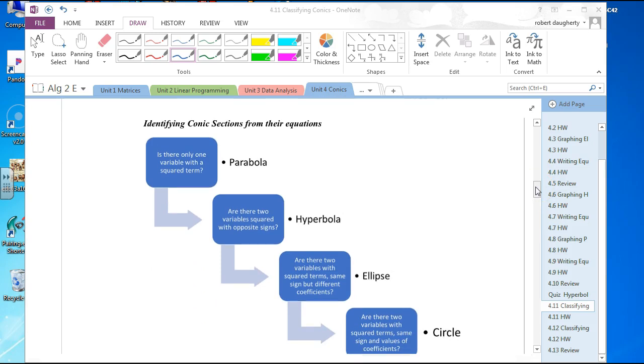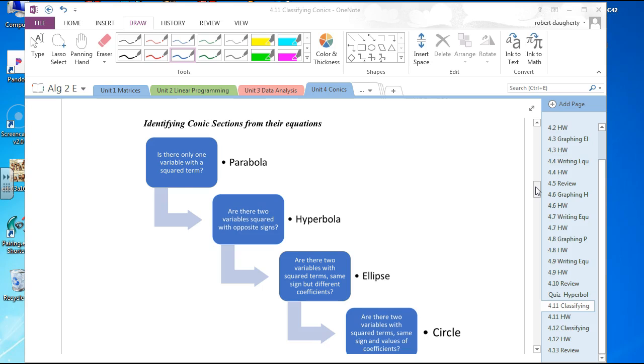Is there only one variable that's squared? This is what you want to ask yourself. If one variable is squared and one variable is not squared, that means there's one quadratic and one linear, it's a parabola, okay? So then you have to determine, is it x minus h is 1 over 4p y minus k squared, or y minus k is 1 over 4p x minus h squared. So if only one thing is squared, you're dealing with a parabola.